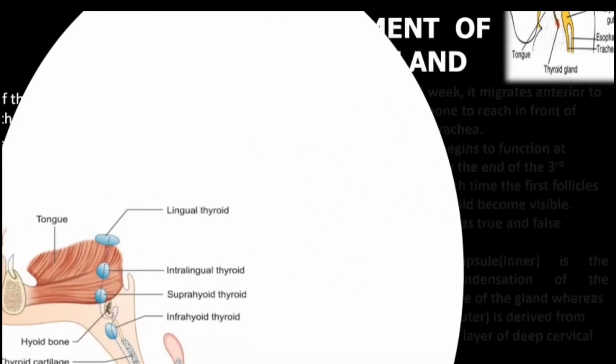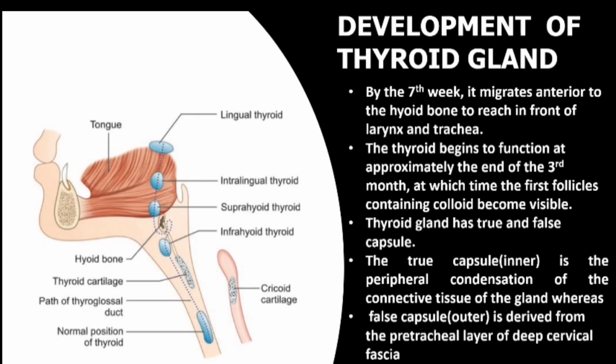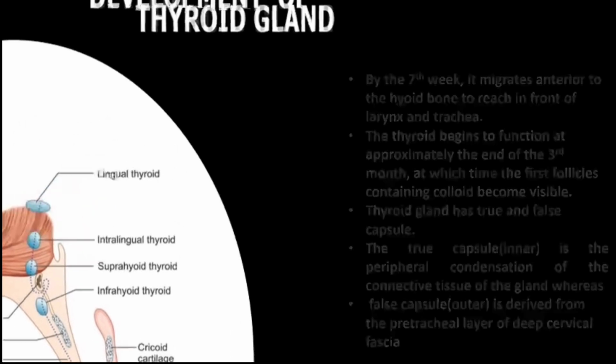Now, by the 7th week, the thyroid will migrate anterior to the hyoid bone and reach in front of the larynx and the trachea. The thyroid starts to function roughly at the end of 3rd month, in which the first follicles containing colloid are visible. The thyroid has two capsules, outer false capsule and the inner true capsule. The outer false capsule is derived from the pretracheal layer of the deep cervical fascia, and the true capsule is the peripheral condensation of the connective tissue of this gland.